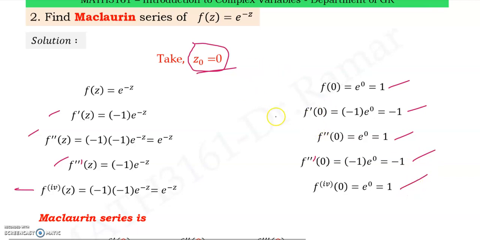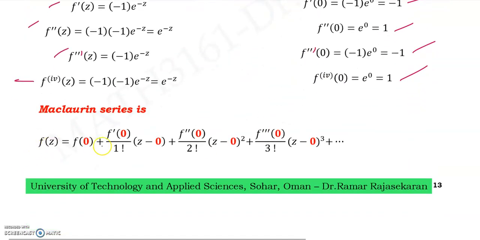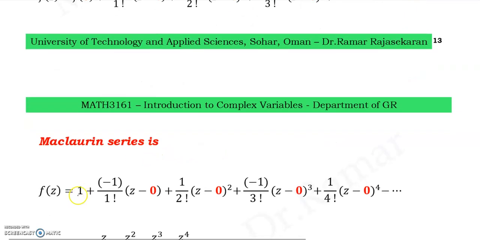Okay, so after finding these, you have to substitute in the series. Now we are going to find the Maclaurin series, that's why I put 0 here. So what will happen? You substitute here the function at 0, this is the first derivative at 0. Here z minus the point 0, because it is the Maclaurin series. Similarly you write the next terms.